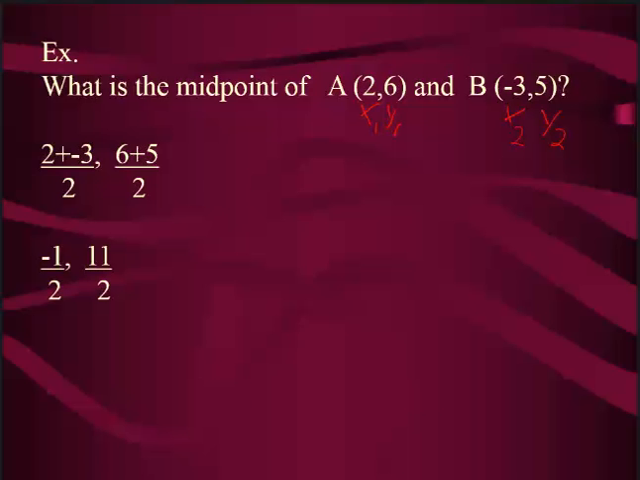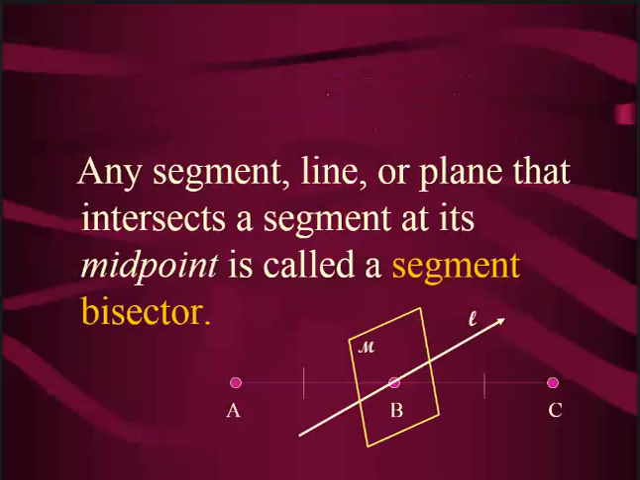Okay. Why do we need to know about midpoints? Well, because sometimes we cut things in half. We need to know where that halfway point is. Any segment, line, or plane that intersects a segment at its midpoint is called a segment bisector. You need to know this word, bisector. We're going to talk about perpendicular bisectors and angle bisectors. A bisector is simply something that cuts something else in half. So you need to know right here that that means in half.